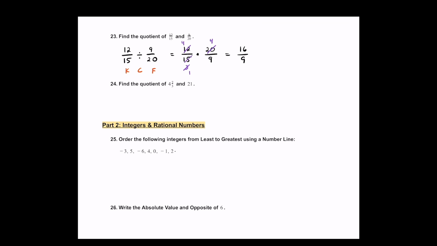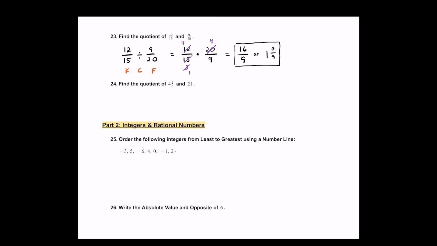So 4 times 4 is 16. 1 times 9 is 9. You can use long division if you want, but I know 9 fits into 16 one time, and it is 7 left over. So go ahead and do the long division if you want, but if it's not too bad, you can try to do it in your head as well.